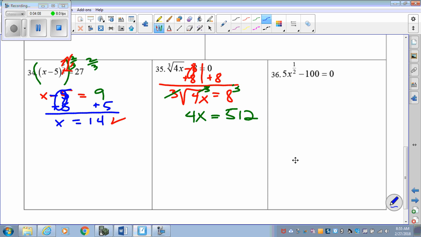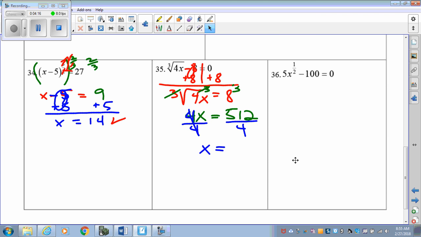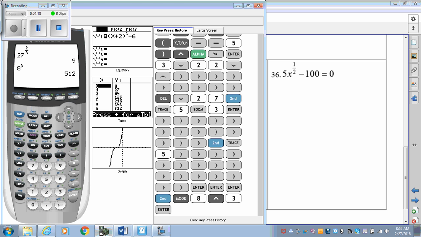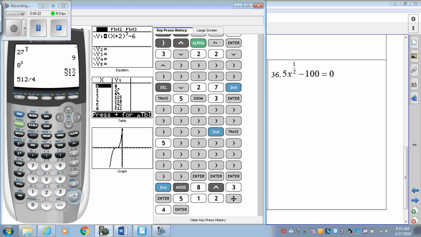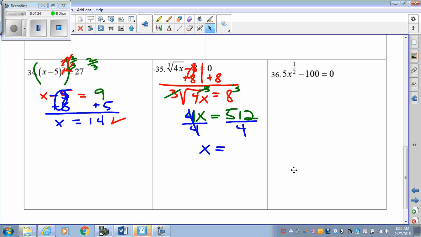Then I've got 4 times x. I want to get rid of that, so I'm going to divide by 4. Right? Then 1 times x, that's my identity property, is 512 divided by 4. And I get 128. Okay, and then now I'll check that out using my calculator.